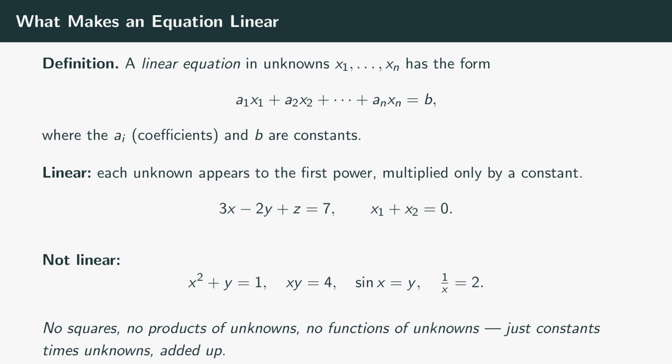What is not allowed? Any curving. x squared is out. A product of two unknowns like x times y is out. A sine of x, or 1 over x, is out. The moment an unknown is squared, multiplied by another unknown, or fed into a function, the equation stops being linear. Keep it to constants times unknowns, added together, equal to a number. That flatness is exactly what makes these systems so beautifully solvable.